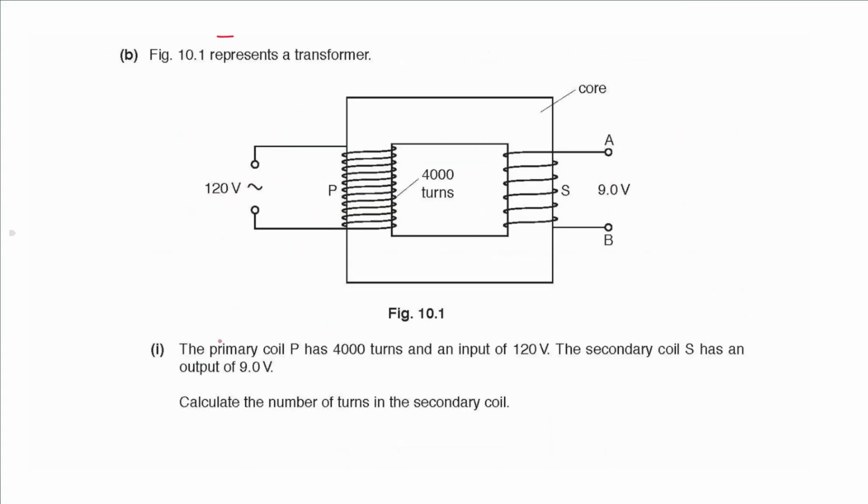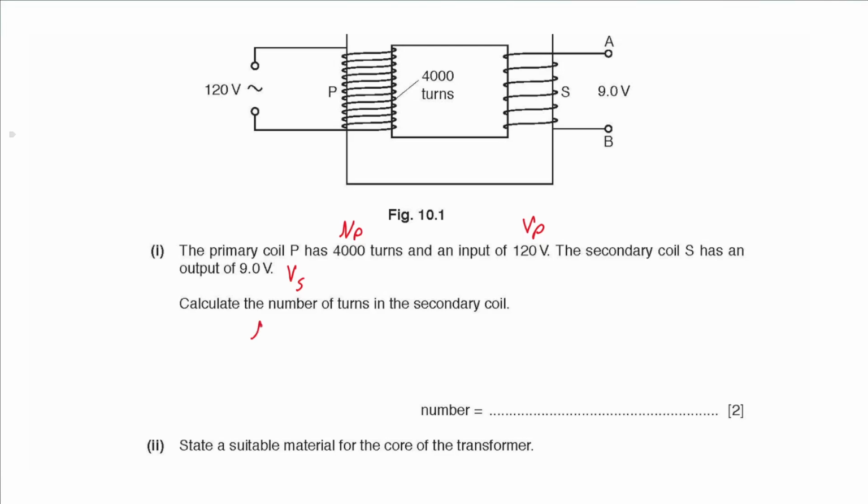Part B says figure 10.1 represents a transformer. We have the primary coil P has 4000 turns and an input of 120 volts. So this is NP and VP. The secondary coil S has an output voltage of 9 volts. This is VS. Calculate the number of turns in the secondary coil.